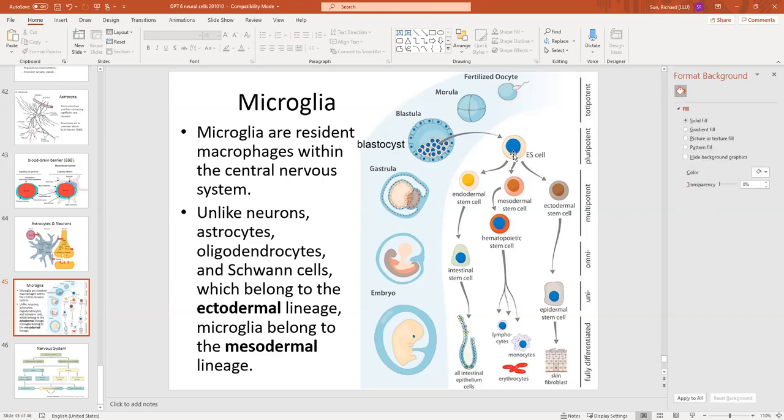And the stem cell will be divided into three germ layers, and each germ layer develops into different organs. Nerves are from all these neuronal cells; astrocytes and myelin cells all belong to the ectodermal lineage. However, the microglia, even though they are part of the brain, are derived from the mesodermal lineage. So that's how these two are very different from each other. So this summarizes the neurocellular physiology.